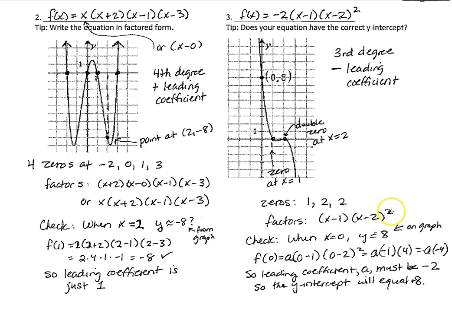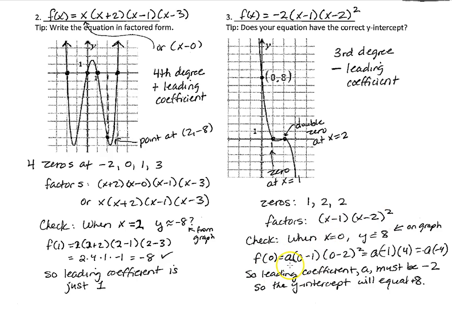x minus 2 squared. Now there's a coefficient in front of there, so I don't know what the leading coefficient is. I know it's negative, so it has to be at least -1, maybe it's negative something else. So I know that there's a 0.8 on the graph, so I'm going to put just the letter A here for my leading coefficient, and I'm going to put 0 into what I have so far.